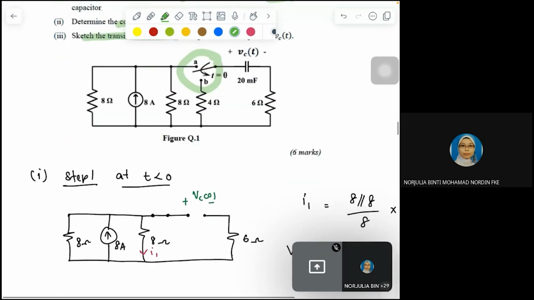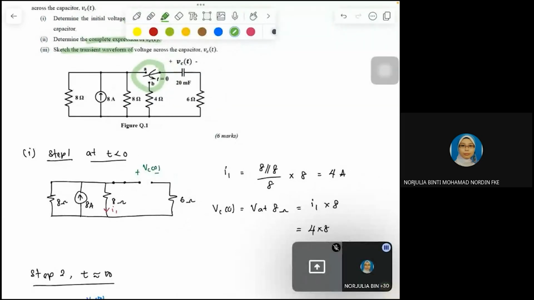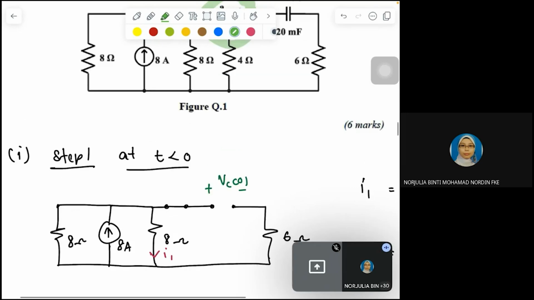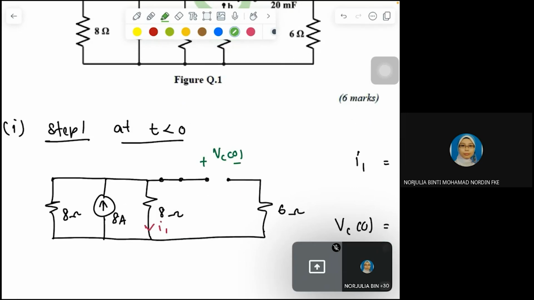All right, so let's move to step one. At step one, where t is less than 0, or t before 0, this circuit is analyzed under steady state condition, where your capacitor will behave like an open circuit. So this is what the circuit looks like before 0. Now we need to find the initial voltage across your capacitor.